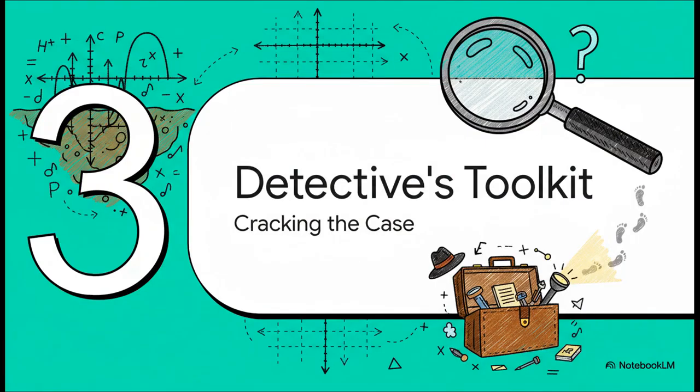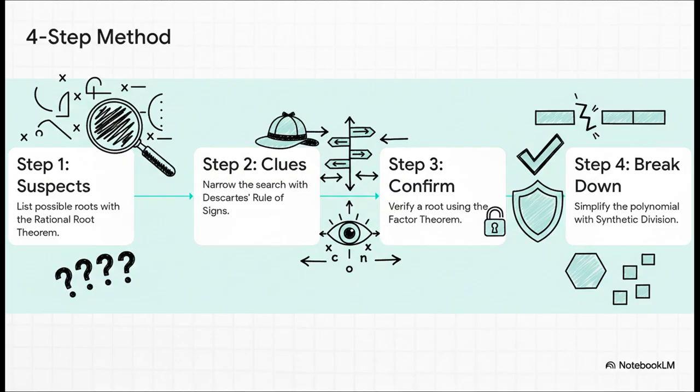So the big question is, how do we find all of these roots, the visible ones and the hidden ones? Well, for that, we need a toolkit. I want you to think of yourself as a math detective, and these next 4 tools are going to be what you use to crack the case. And here's our 4-step method, our game plan. First, we list all the suspects using something called the rational root theorem. Step 2, we find clues to narrow down that list with Descartes' rule of signs. Step 3, we confirm a root. We prove one of our suspects is the real deal with the factor theorem. And finally, step 4, we break down the polynomial with synthetic division.